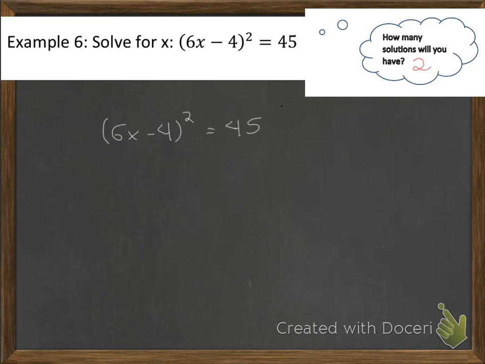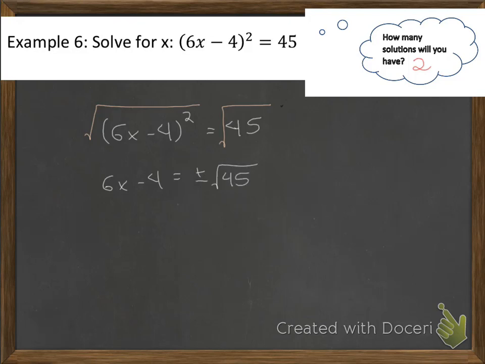So, as always, in order to undo the square, we need to take the square root of both sides of the equation. Do you notice anything different about this equation from other equations? Did you notice that 45 is not, in fact, a perfect square? That's a little bit different, isn't it? But that's okay. Let's keep going. So we're going to have 6x minus 4 equals plus or minus the square root of 45.